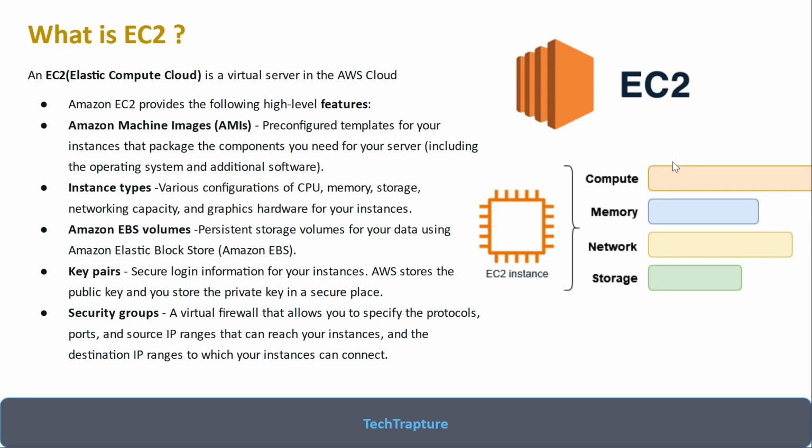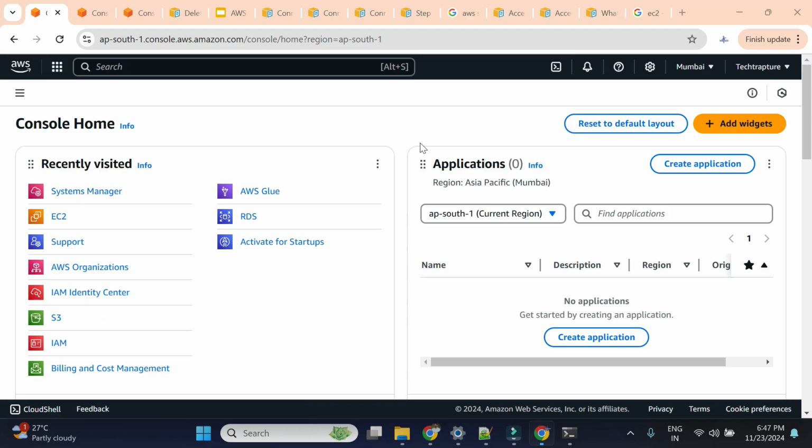But always remember these four blocks: compute, memory, network, and storage. I'll show you, while creating my EC2 instance, how these four blocks work together in EC2. Let me go to the cloud console now.